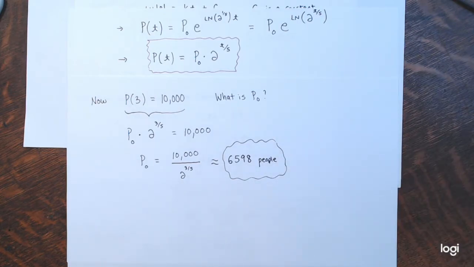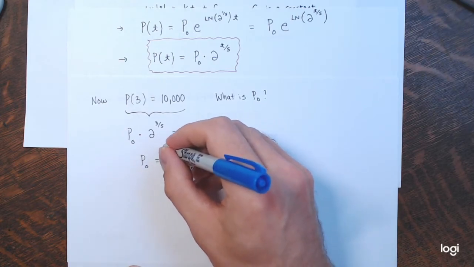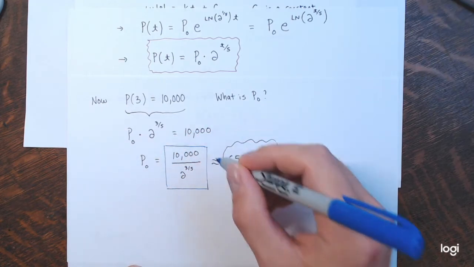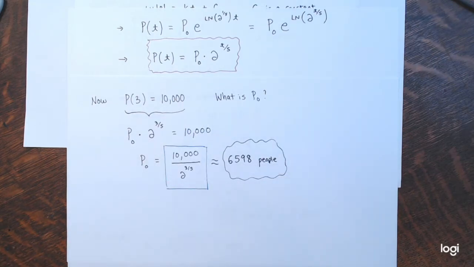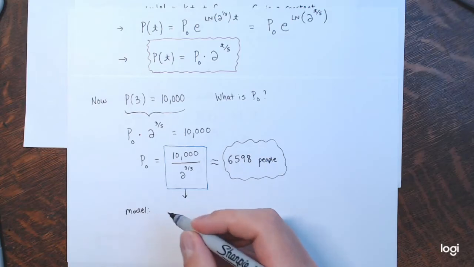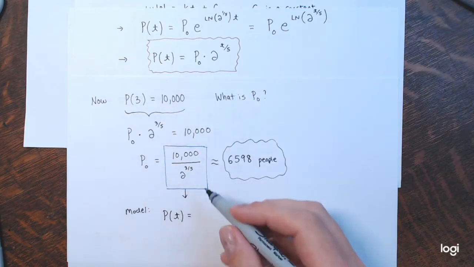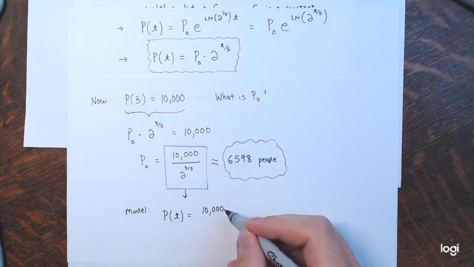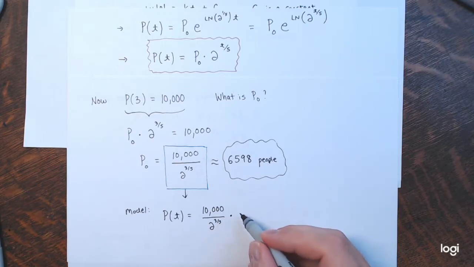Now, what I'm going to do, just so that my other answers are more accurate, is use this here, the 10,000 divided by 2 to the 3/5. I'm going to use that as P sub 0 and put it into the model. So now the model looks like this. P of t equals P sub 0, which is now this 10,000 divided by 2 to the 3/5, times 2 to the t/5.